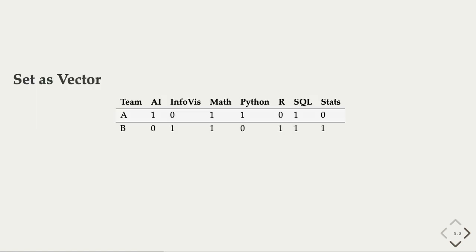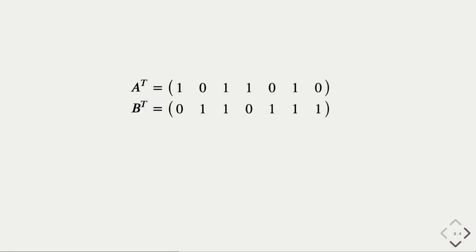A set can be represented as a vector as well. For example, suppose AI, InfoVis, Math, Python, R, SQL, and Stats is a comprehensive set of skills for data science teams. Given A and B teams and their skills we discussed earlier, we can have the binary representation as shown in the table here, where 0 represents the absence of a skill and 1 denotes the presence of that skill. By populating the 0 and 1 values in the fixed order of the skills, we obtain the vector representations for teams A and B identical to the table.